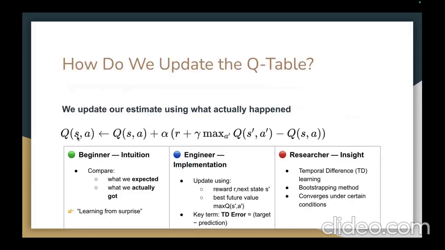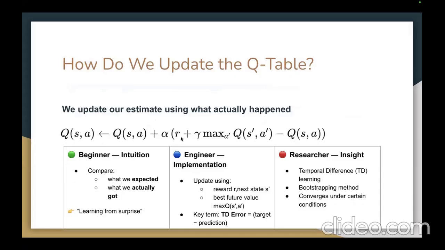So now let us look at the equation. How can we update the Q table? Do not be scared by this equation. It's actually not so bad. We basically compare two things. The first thing is Q(S, A). Q(S, A) is what we are predicting as the Q value.